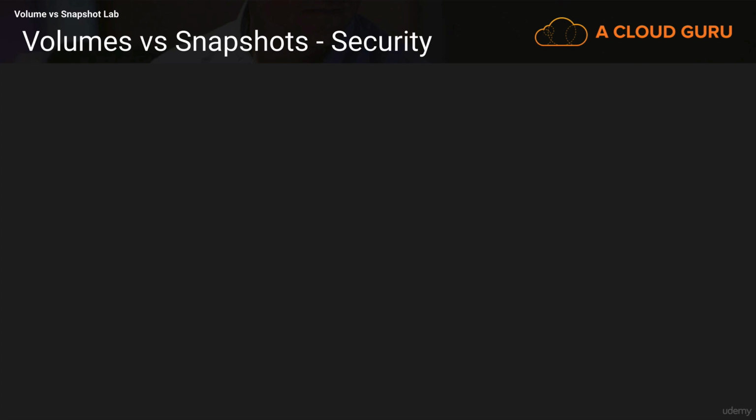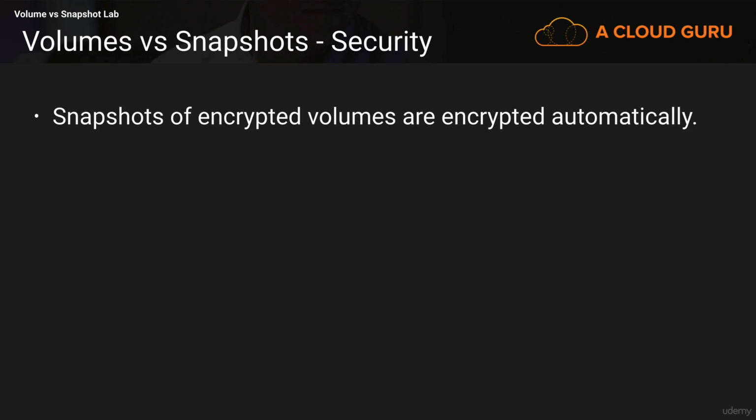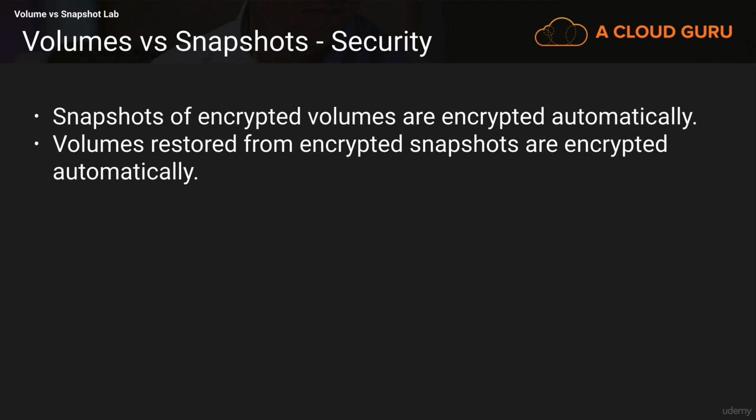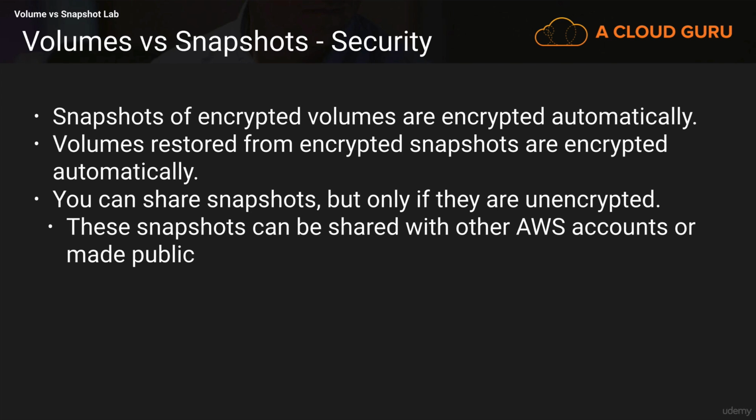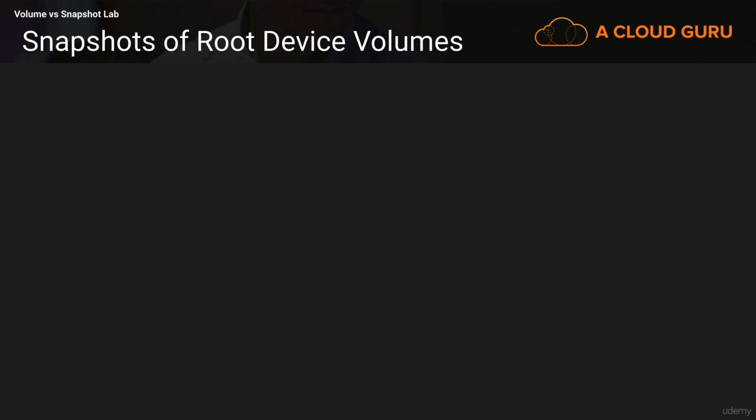Moving on to volumes versus snapshots from a security perspective. Snapshots of encrypted volumes are encrypted automatically. Volumes that are restored from encrypted snapshots are encrypted automatically. And you can share snapshots, but only if they are unencrypted. You can't share encrypted snapshots. So if you've got any encrypted volumes and you're trying to take a snapshot of it, just remember you can't share that volume. These snapshots can be shared with other AWS accounts, or you can make them public in the marketplace.